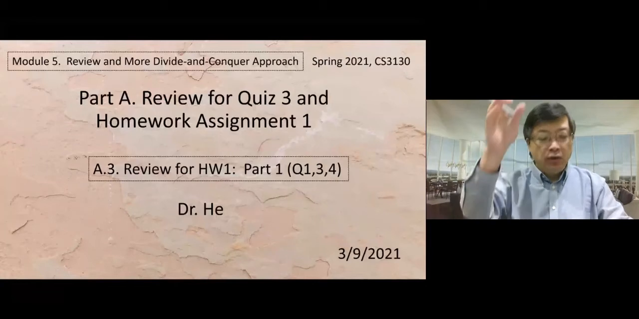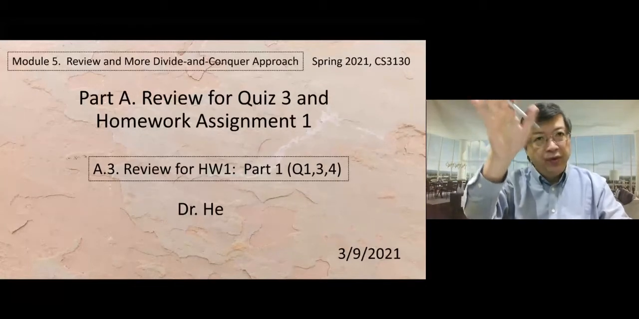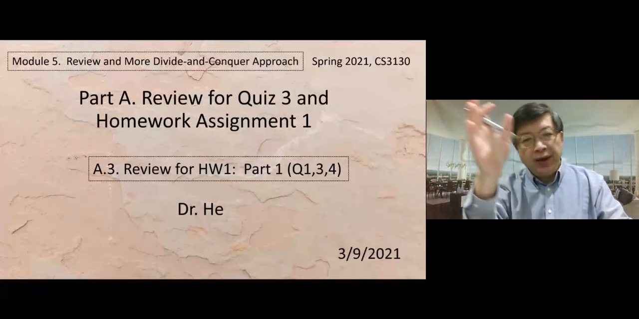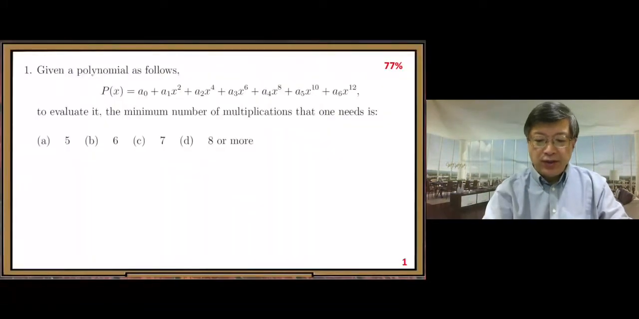Review for homework 1, part 1. There are 3 questions for this part: number 1, number 3, and number 4. So let's look at number 1 first.